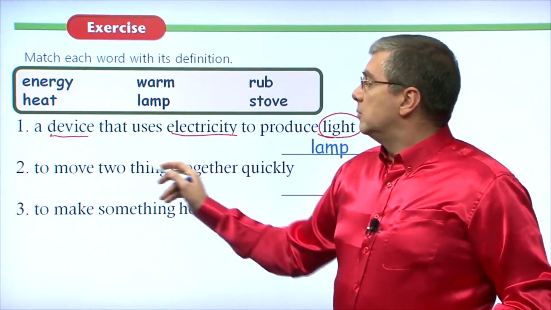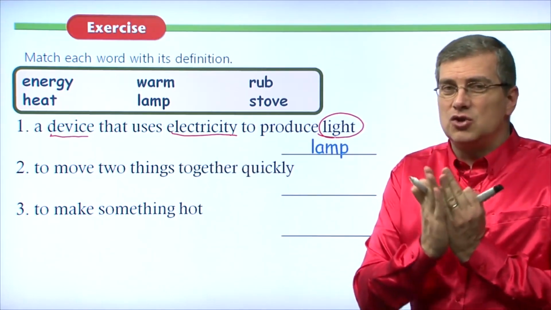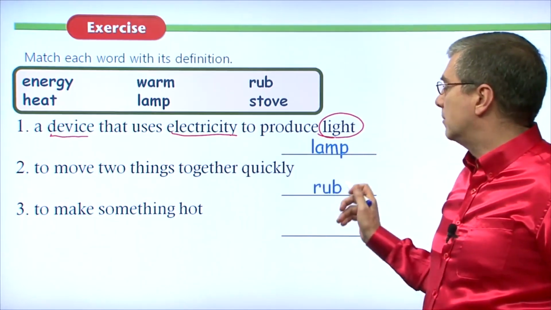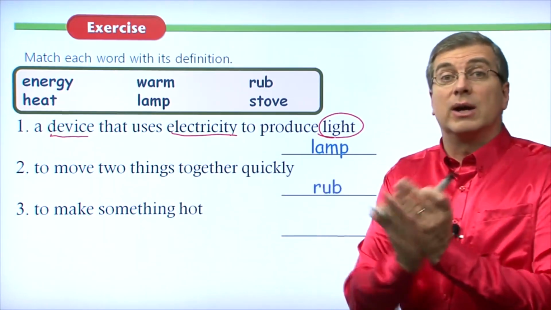Number 2, to move two things together quickly, right? You do this to your hands and you generate heat. What are you doing with your hands? You are rubbing them. To rub. To rub something means to move them together very quickly.